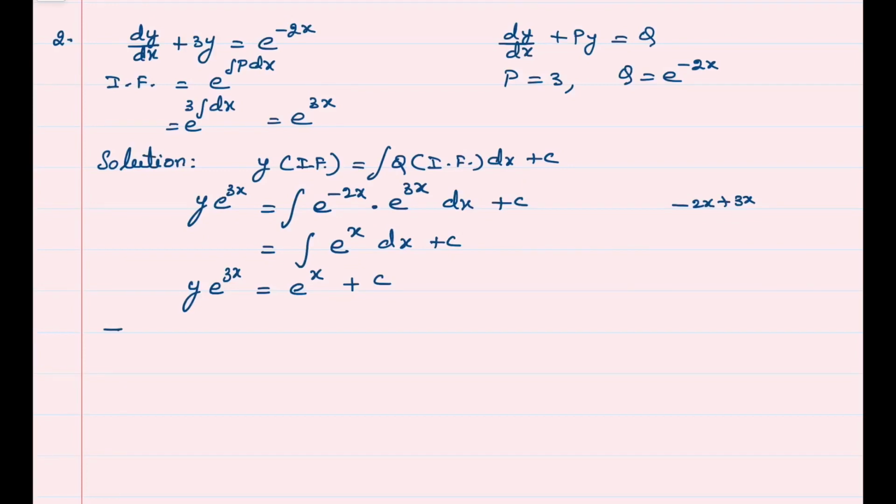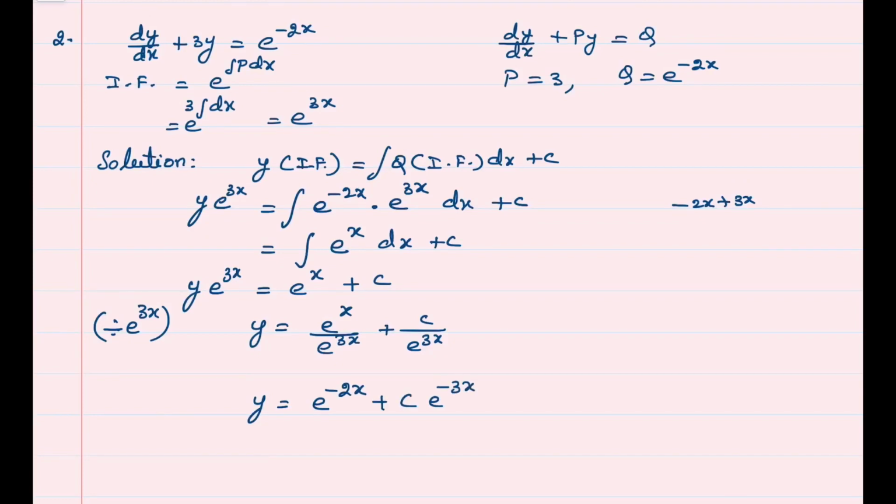Let us divide the whole equation by e raised to 3x. Y is equal to e power x divided by e power 3x plus c divided by e power 3x, which can be written as e raised to minus 2x plus c times e raised to minus 3x. I have told you, don't write this term as some other constant. It is not a constant anymore because we have e power 3x term.